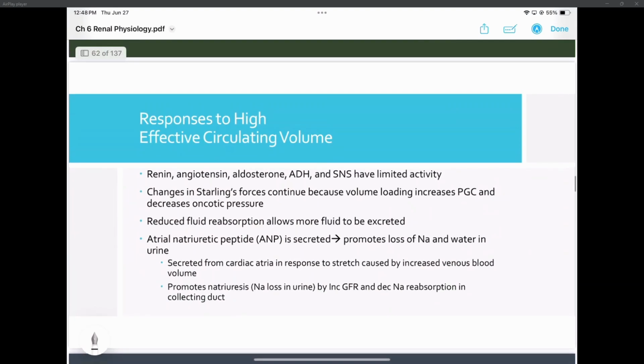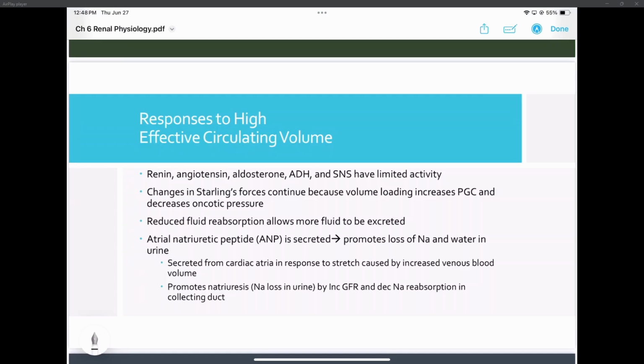Now, let's talk about when we have volume overload. We have too much fluid in the system. Congestive heart failure. We can't pump the blood, we fill up with blood. We get edema. Renal failure. You can't filter out the blood. The GFR goes to nothing. You're not filtering anything. You're not producing urine. All that excess fluid stays in the body. So what does our body do when we're fluid overloaded?